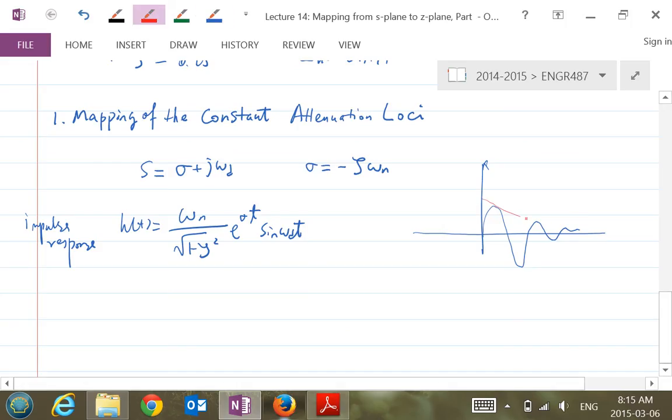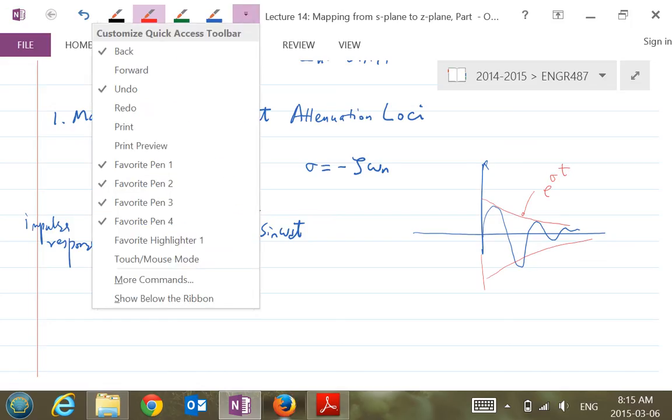At the same time, it's being sandwiched basically by that e to the power sigma t. So this sigma here, we can call that a kind of attenuation.